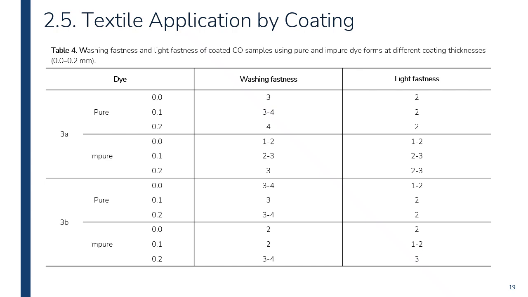For light fastness, coating gave lower values overall, between 1 and 3, and didn't change much with the thickness. In contrast, pure dyes in dyeing showed moderate light fastness, reaching up to grade 4. Therefore, coating improves washing fastness compared to dyeing, but light fastness remains limited and dependent on dye purity.